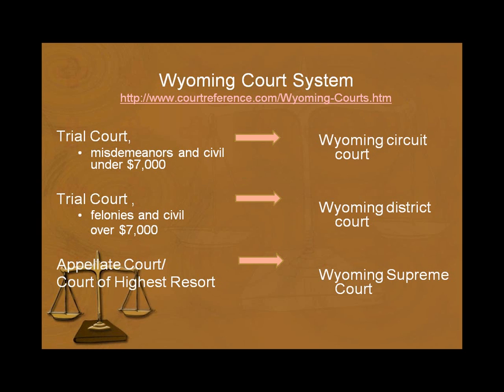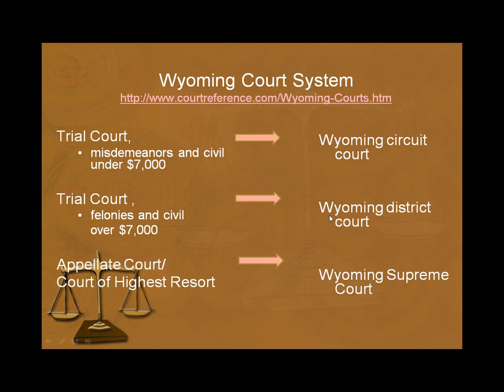And remember yesterday we spent some time talking about trying to make a distinction between criminal and civil issues so that it becomes pretty natural to you when an issue comes up in front of you. So the Circuit Court, Wyoming Circuit Court, is handling the trials for criminal misdemeanors and for civil issues for which the remedy is under $7,000.